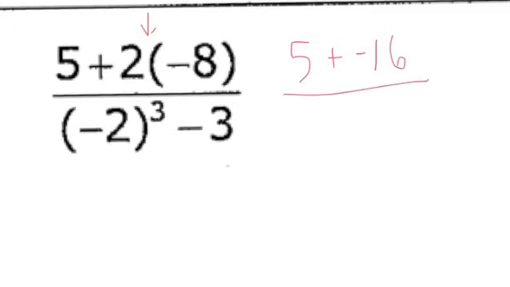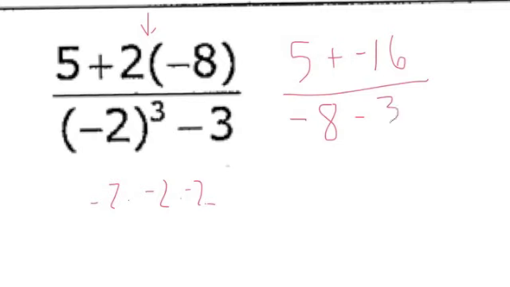We have minus 2 cubed, that means minus 2 times minus 2 times minus 2. And if you have minus 2 times minus 2, that gives you 4. And 4 times minus 2 gives you negative 8 minus 3.